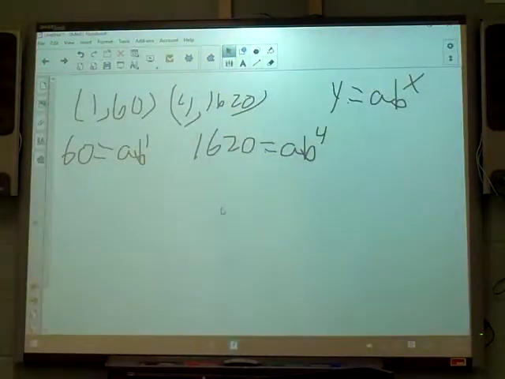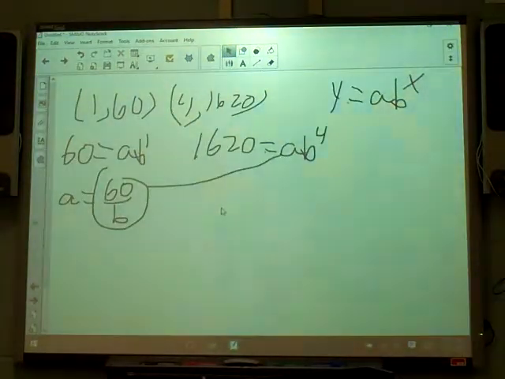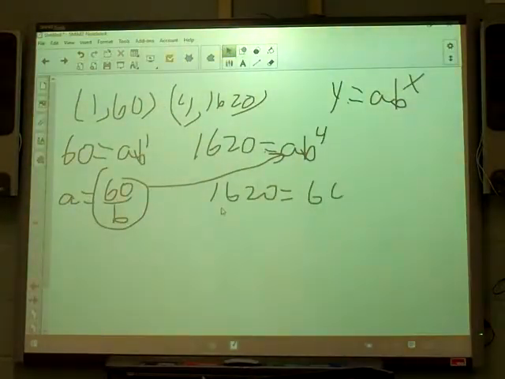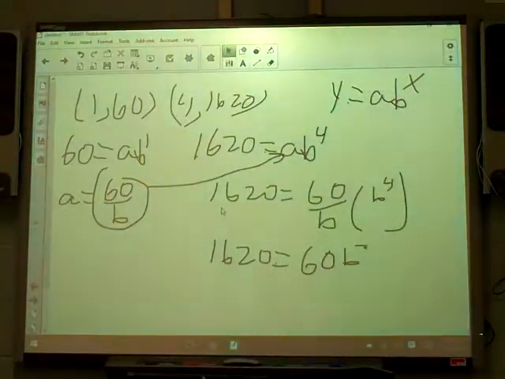We solve our first equation for a. It's being multiplied by b to the first, so we just divide by b to the first, and a would equal 60 divided by b. B to the first is the same as b. Take what a is, substitute it in there. 1620 equals 60 divided by b times b to the fourth. B to the fourth over b reduces to b to the third. So we got 1620 equals 60 b to the third.